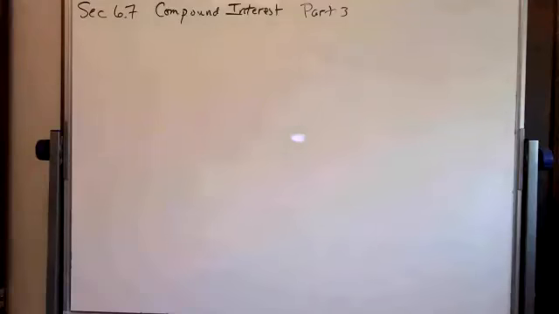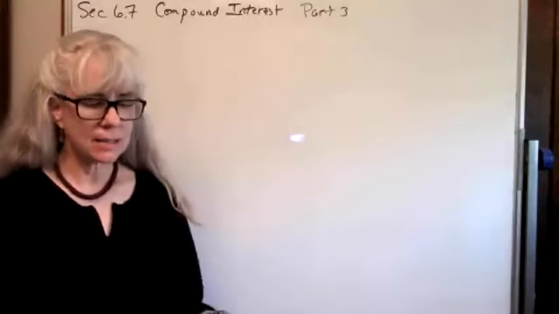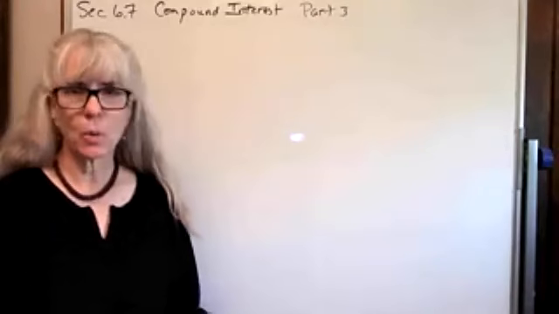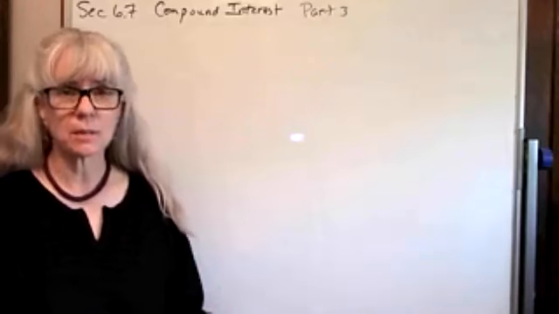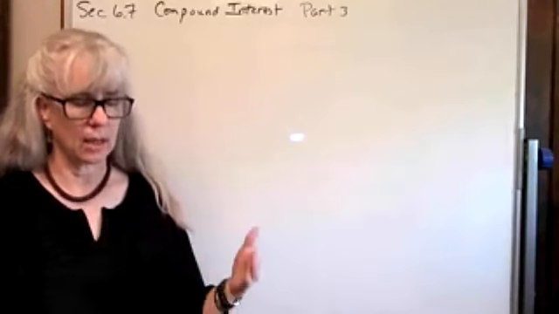So in part 3 of section 6.7, we're going to tackle example 7. Now, example 7 asks us how long it's going to take $5,000 to double if it's invested at 9.25% compounded, but then we have to do this multiple times: annually, semi-annually, monthly, daily, and then continuously.